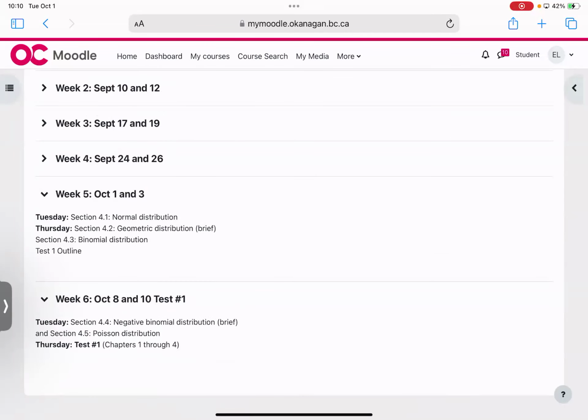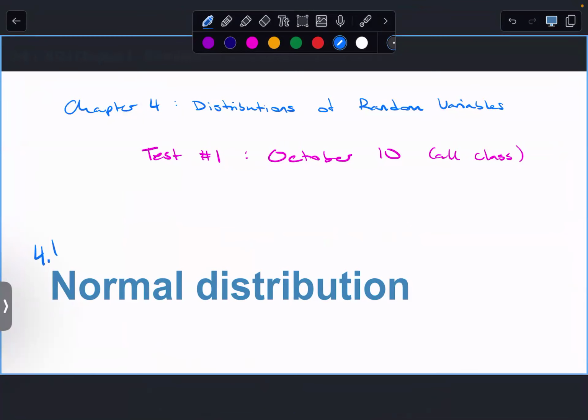Okay. Good. So for emphasis, section 4.1 and section 4.3 are going to be the major players from chapter 4 on the test. Okay, and so here we go. 4.1 is the normal distribution.